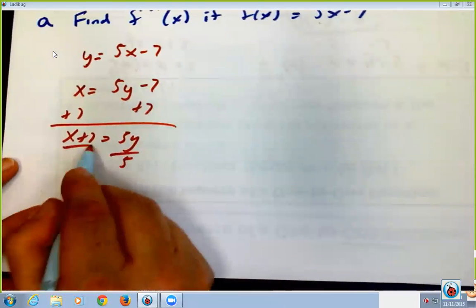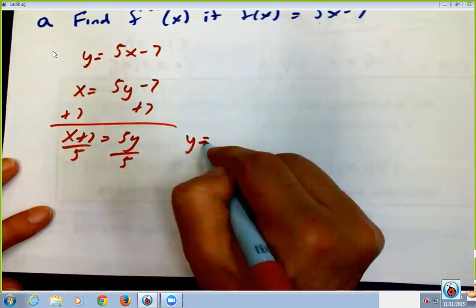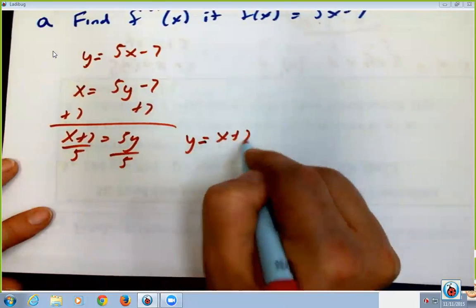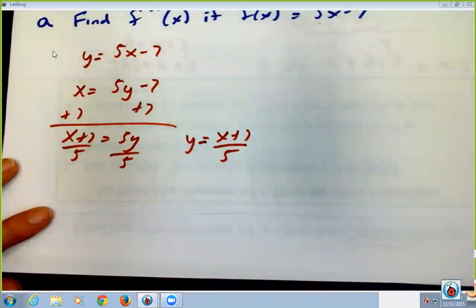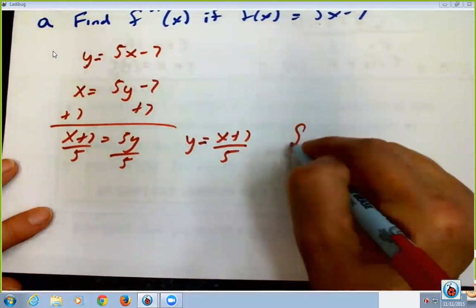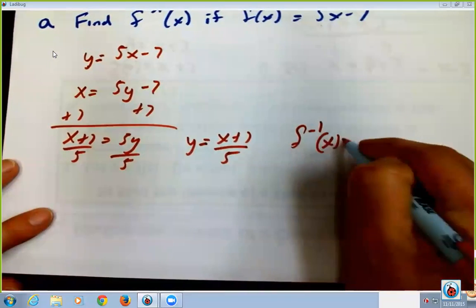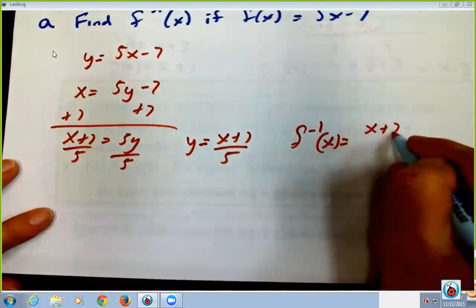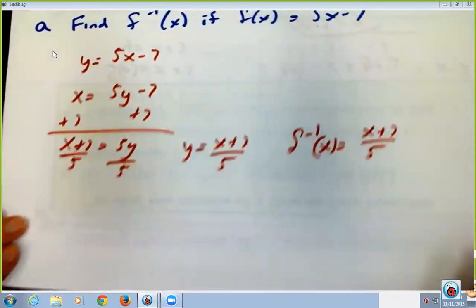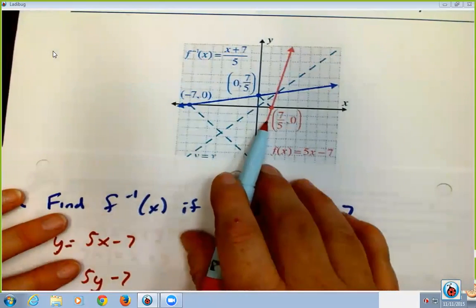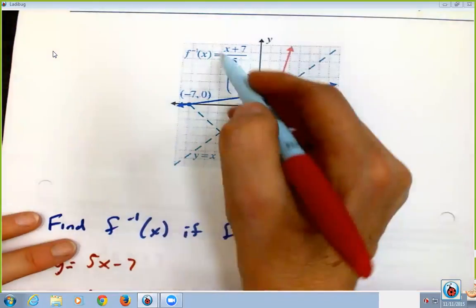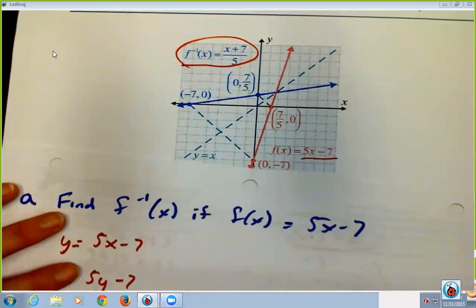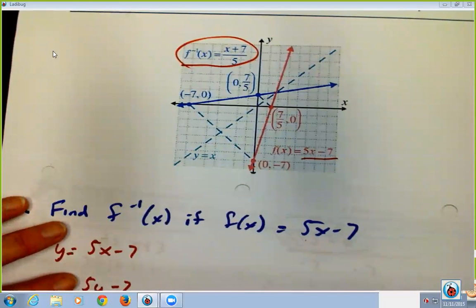Divide by 5, and I find out y is equal to x plus 7 over 5, which is my new line. And if I reverse that and come up and put it in there, f of negative 1 of x is x plus 7 all over 5. And if I graph it, that's this line. The red line is this one, the blue line is that one. And so I get my combinations of what I happen to have in there.